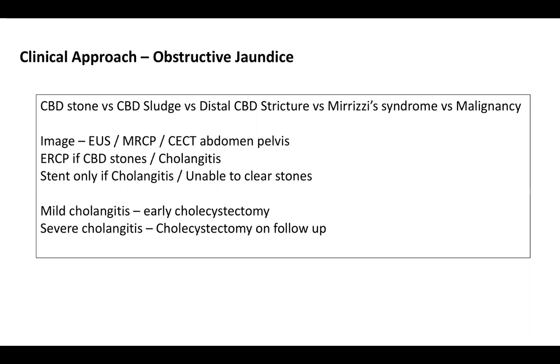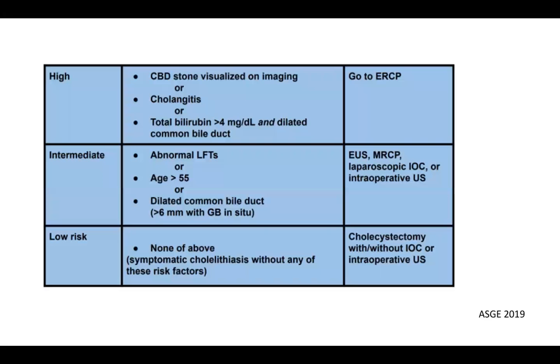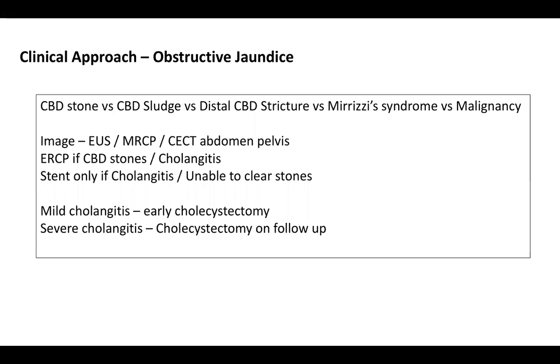If a patient has obstructive jaundice, look for CBD stone, distal CBD stricture, Mirizzi, malignancies. Image further based on the clinical scenario. ERCP only if cholangitis or CBD stones. If you're doing an ERCP, clear the stones, and stent only if the patient has cholangitis or you're not able to clear the stones. If it is mild cholangitis, early cholecystectomy; severe cholangitis, cholecystectomy on follow-up.